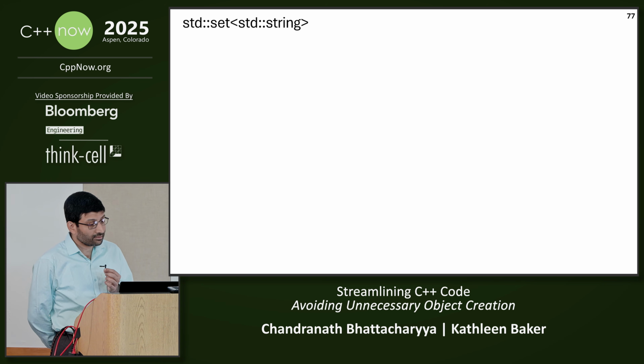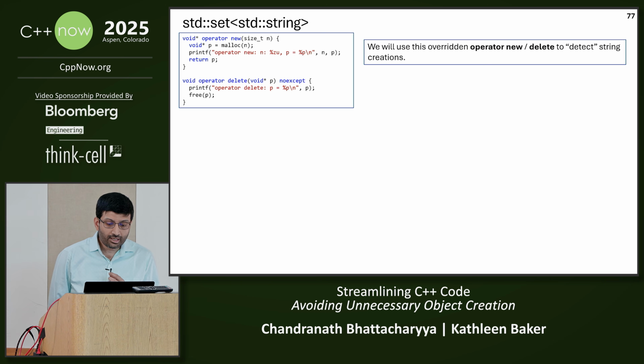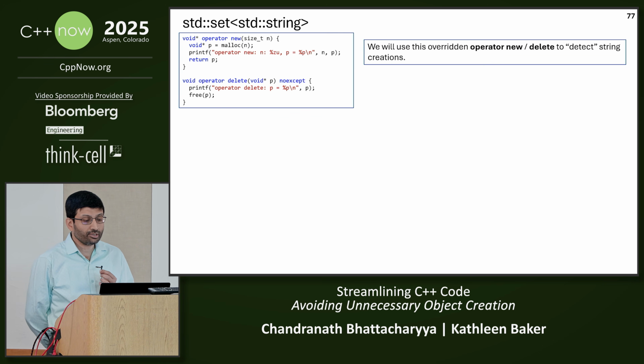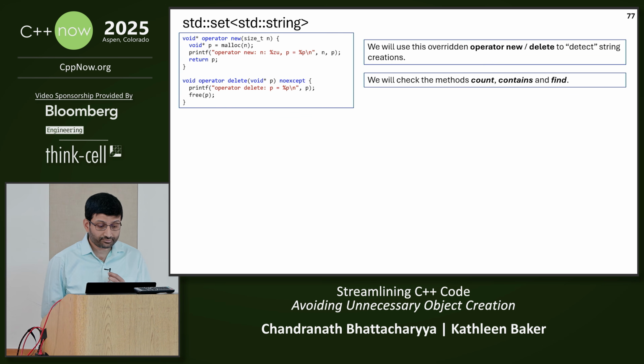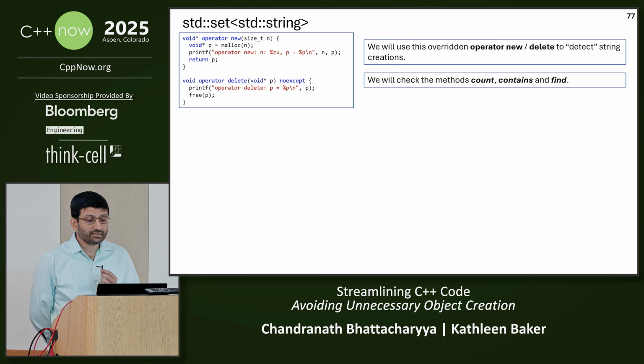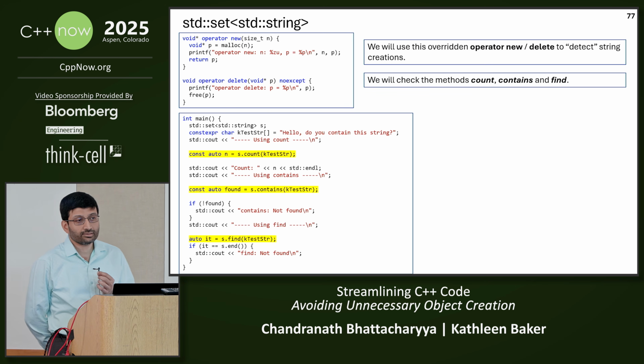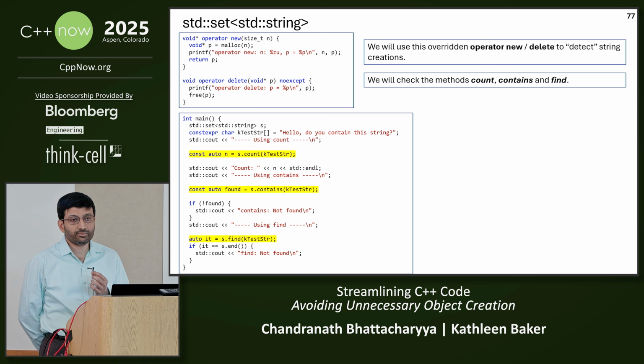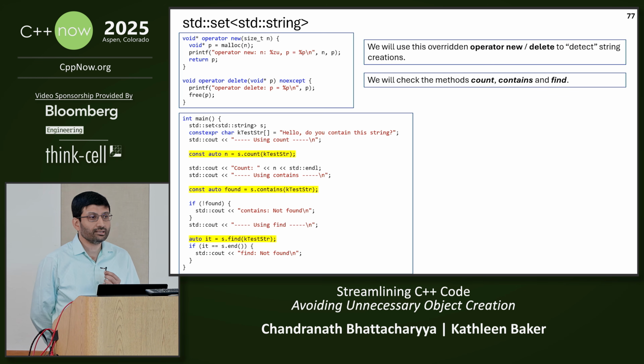So let us first consider a set of string as the key. So we'll use operator new and this overridden operator new and delete to detect string creations. And we'll check the functions count, contains, and find. So these are the functions that we'll check. Okay, contains was added in C++20.